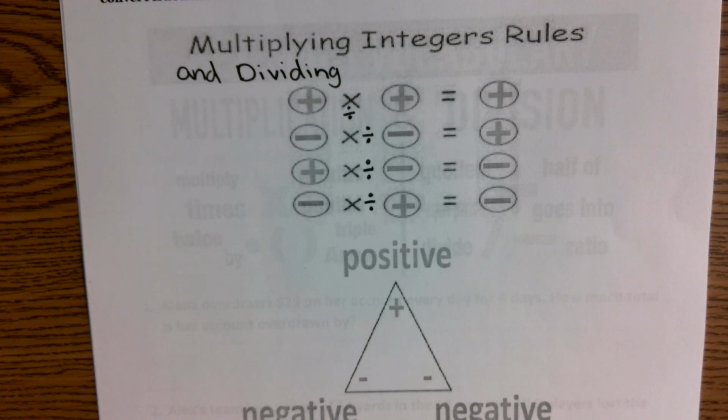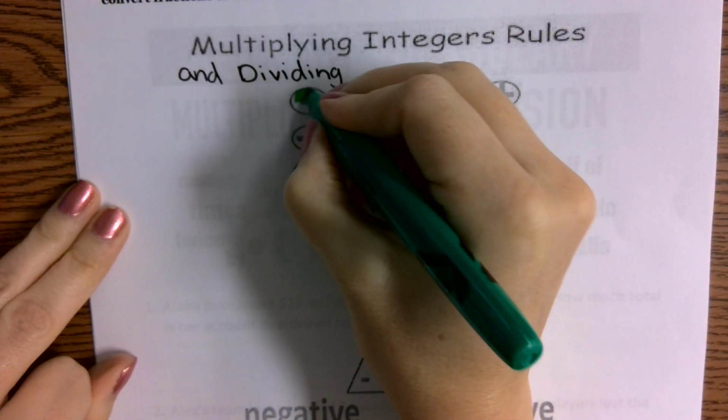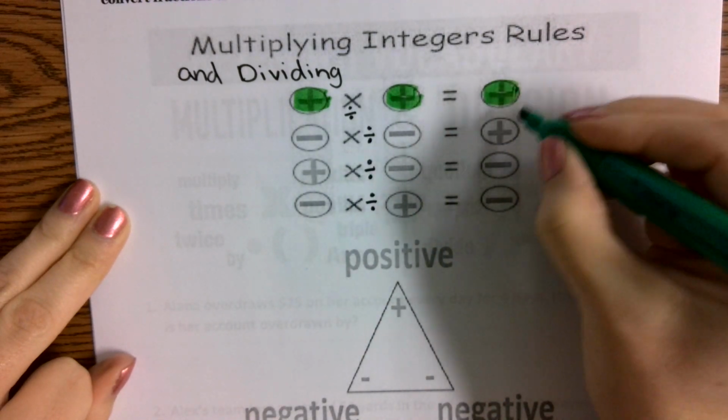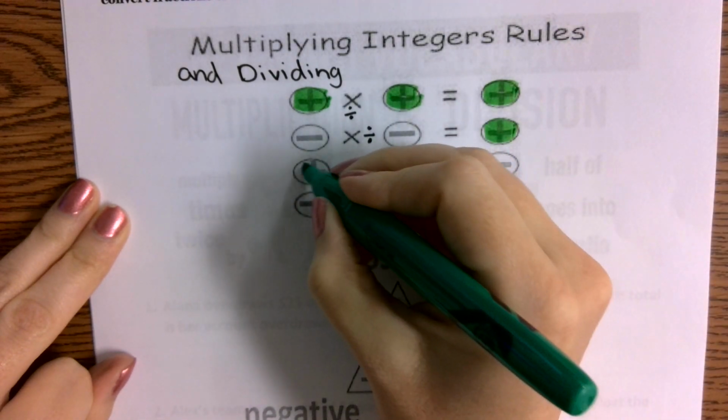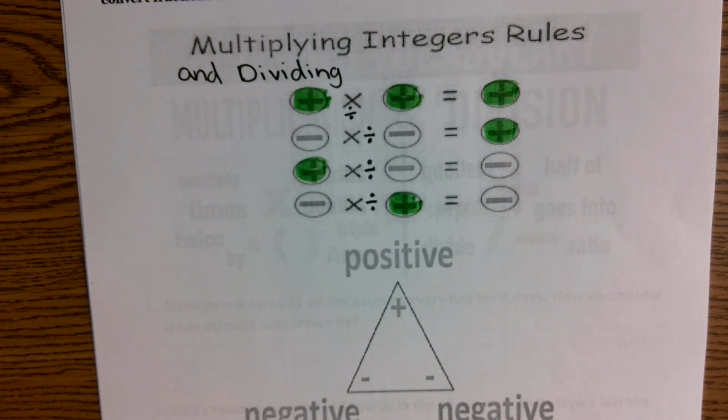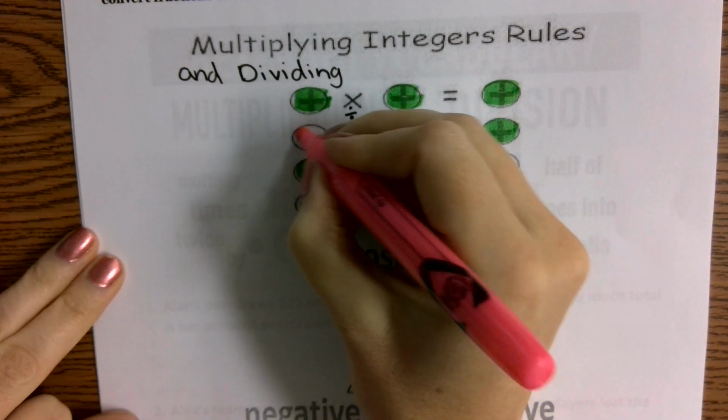Sometimes it's easier to see these if you just go ahead and highlight your positives with the green. And if you highlight your negatives with the pink.